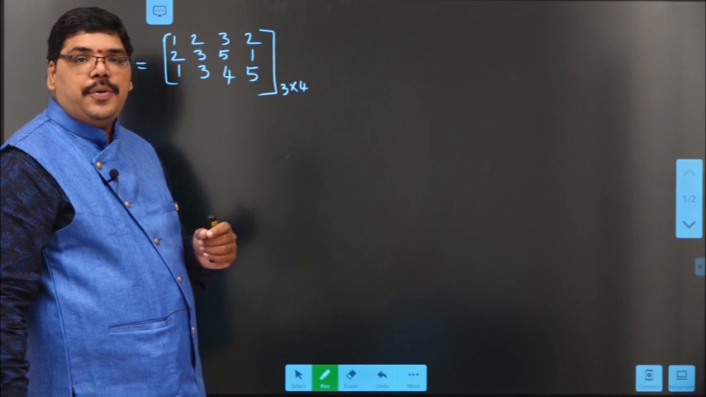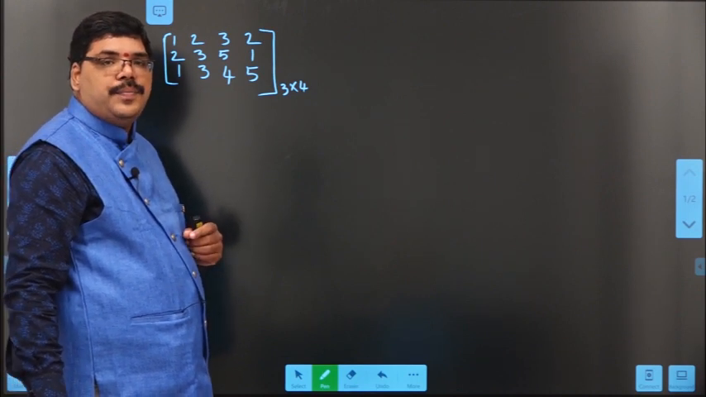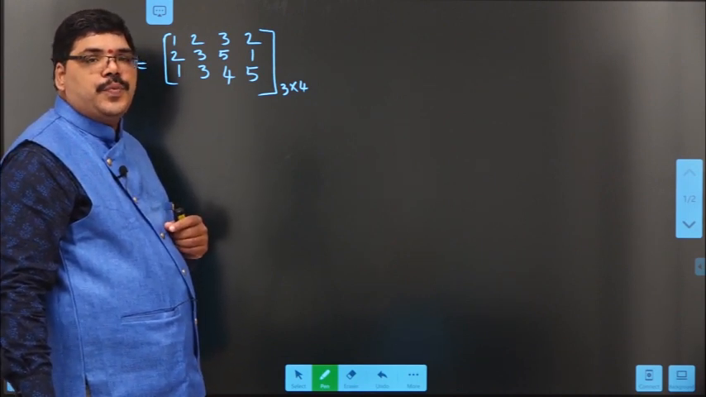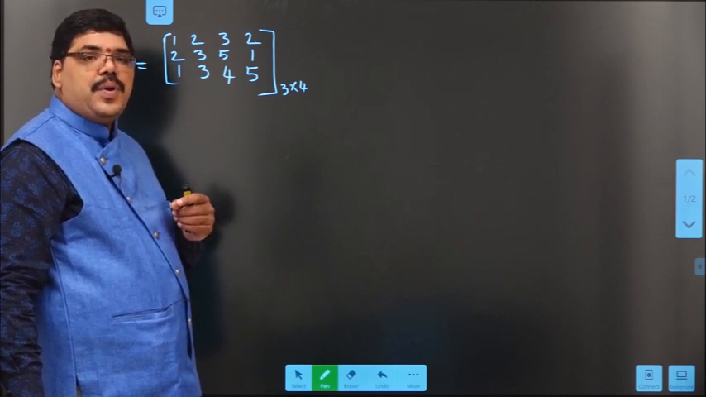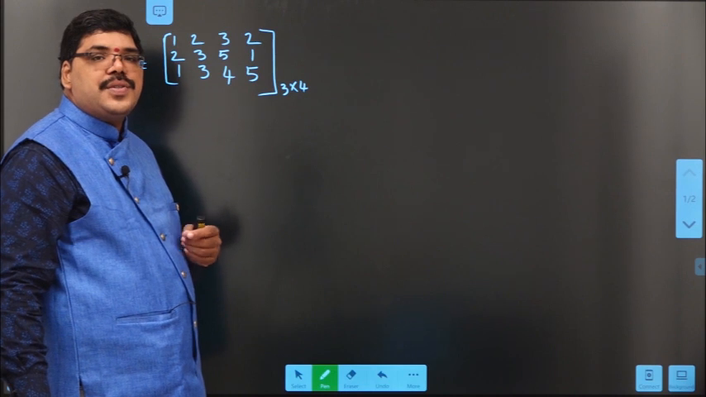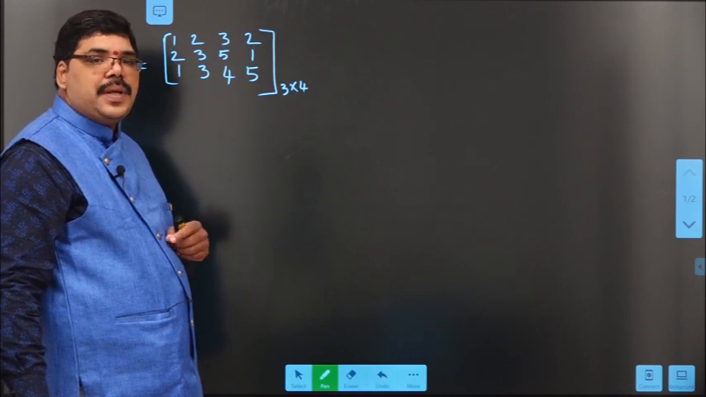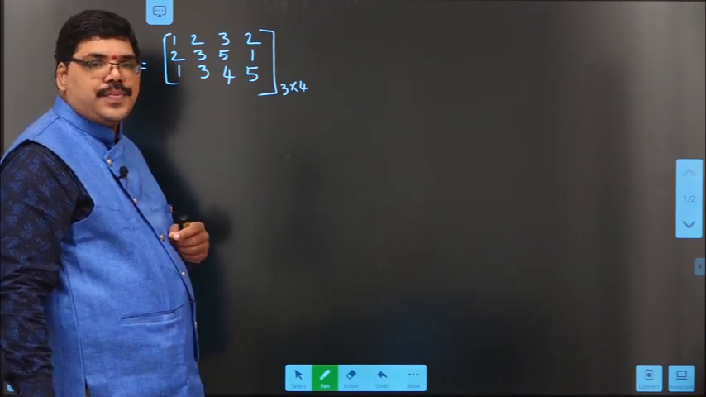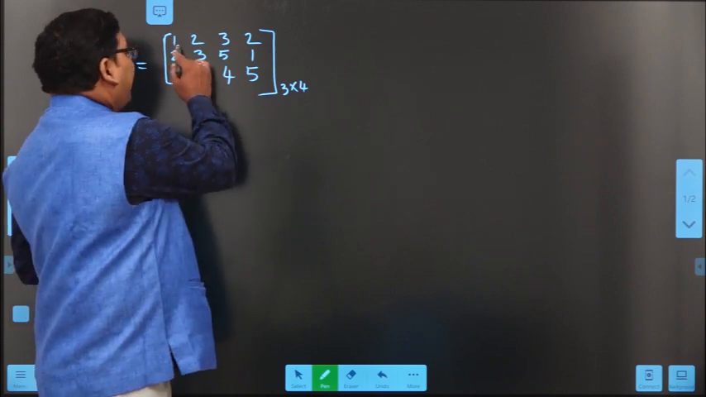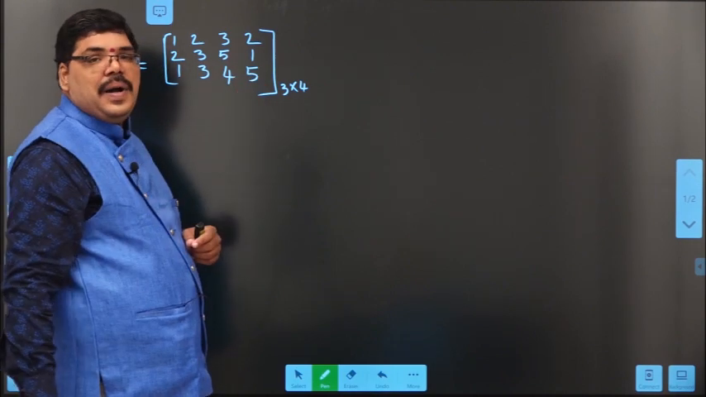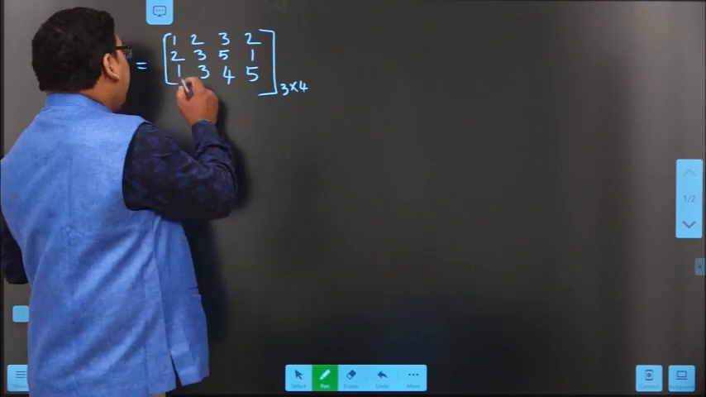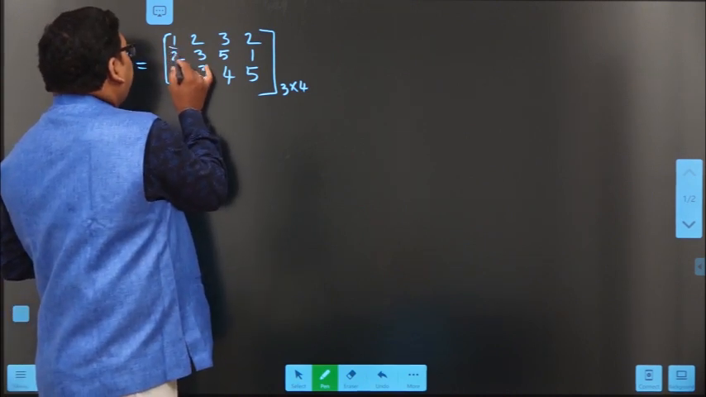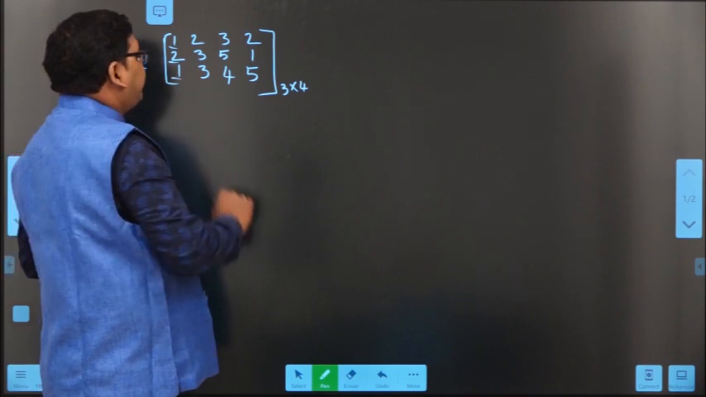Now, I want to reduce it into echelon form. So, what do I have to do? A matrix is said to be in echelon form if the number of zeros before the first non-zero element increases with row number. Here there are 3 rows, and in all the 3 rows the first non-zero element is in the first position itself.